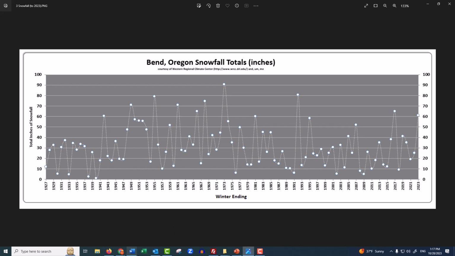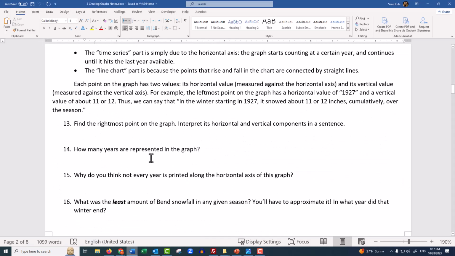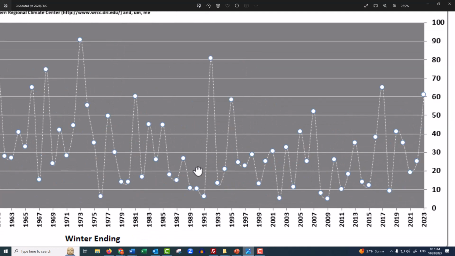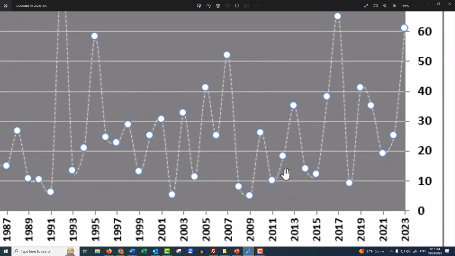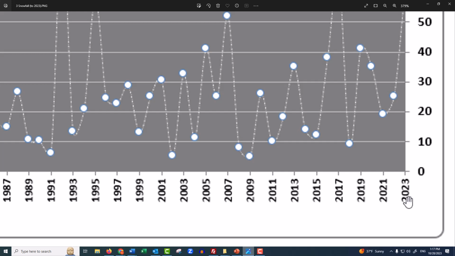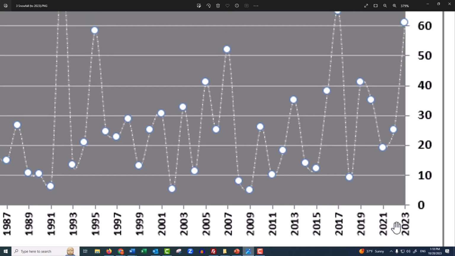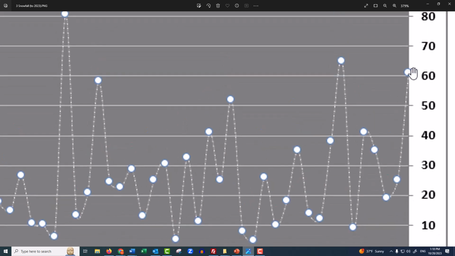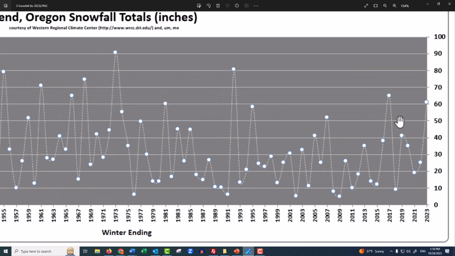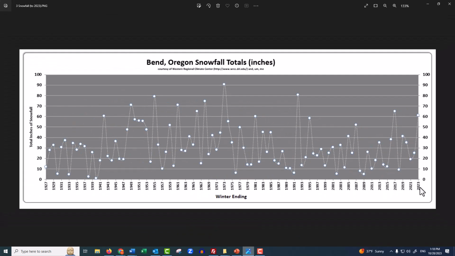Okay, so let's go through these. Find the rightmost point on the graph. All right, let's do that. Oh, that's 2023. Okay, so that's just last winter. It just ended in March or April of last winter. Looks like the horizontal component is 2023. The vertical component is 61 or 62 inches, it looks like. So what that tells us is, in the winter that ended in 2023, we got about 62 inches of snow. Just over maybe 5 feet of snow.